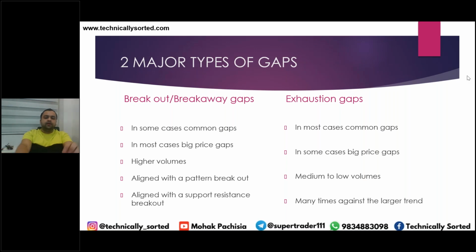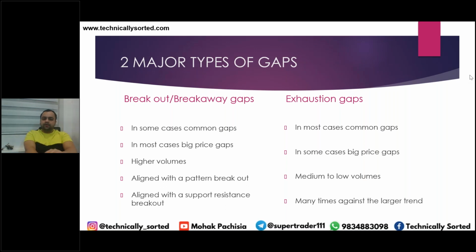Right now, let's understand this. What are the two major types of gaps? The two major types of gaps are the breakout or breakaway gaps and exhaustion gaps. Why am I calling these two major types? Because whatever trading perspective I'm going to share with you as to how you can really use these gaps to trade properly or understand the properties of these gaps, you need to categorize these, and you need to understand these two categories are very important.